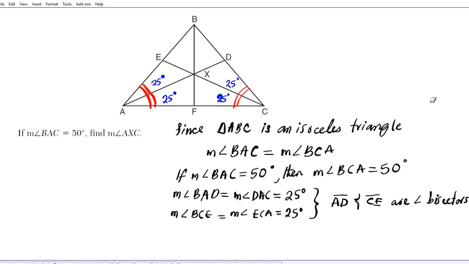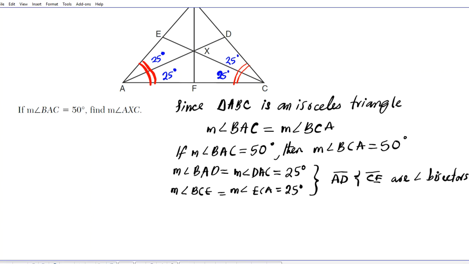Okay, so let's write that down. In triangle AXC, this is what we're focusing on right here, just this portion, that triangle. In triangle AXC, what is the sum of the angles in a triangle? So what is the sum of this 25-degree angle right here, this angle right here, and this angle right here? What's the sum of angles in a triangle?